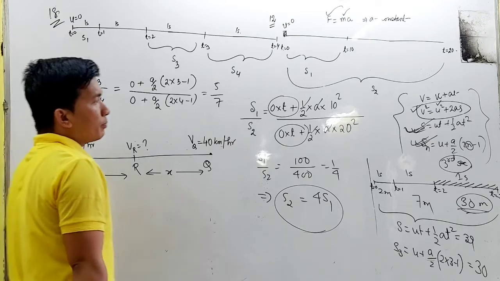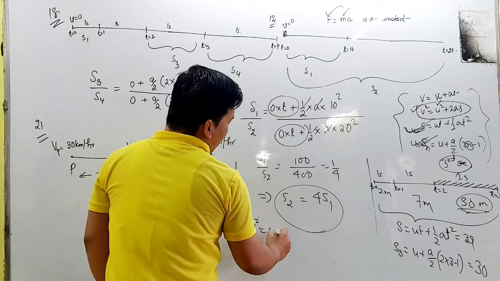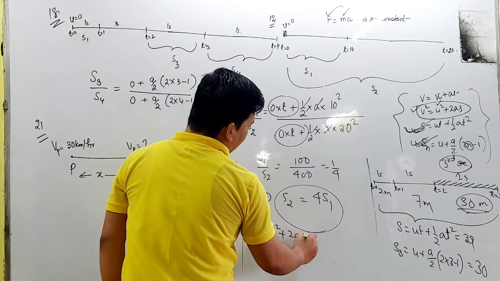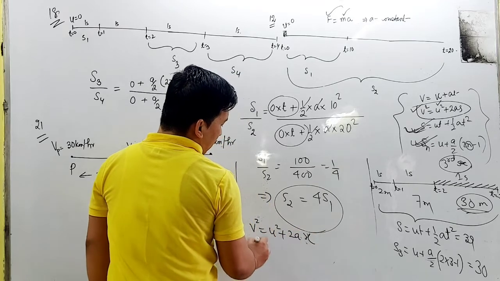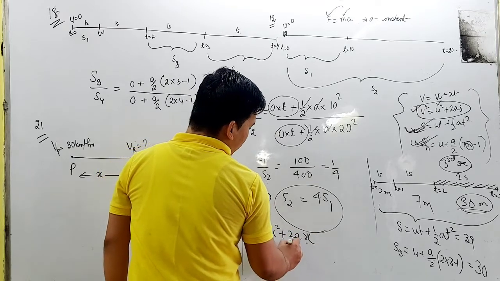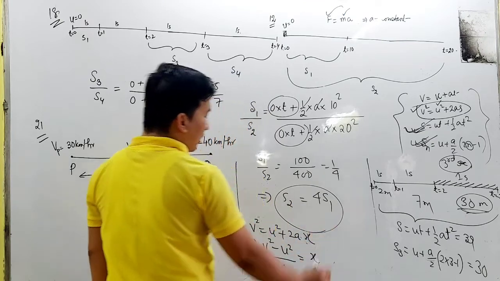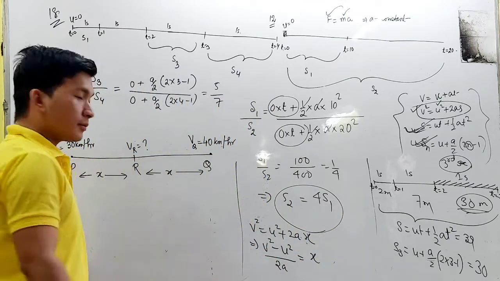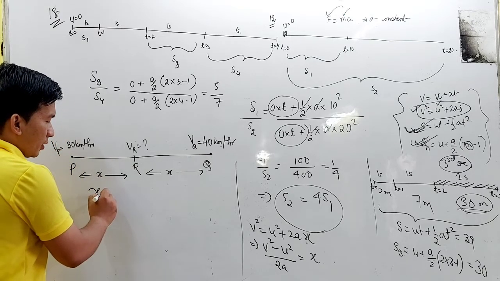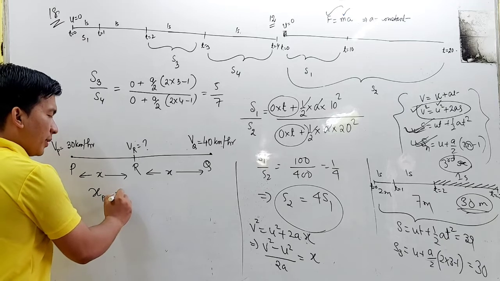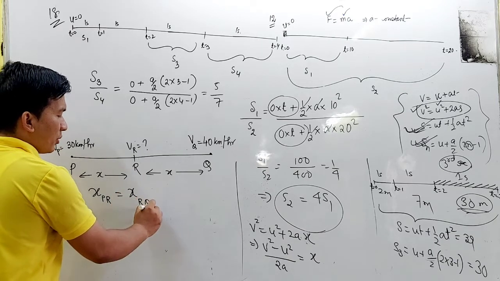Be very simple. From this formula, v square equals u square plus twice a s, you can replace s with x. So v square minus u square divided by twice a will be equal to x. Can we put it like this? Here, x with respect to PR will be equal to x with respect to RQ.